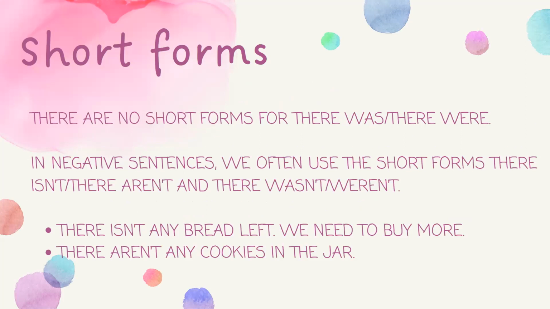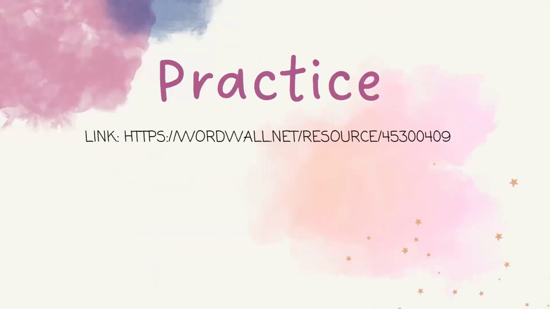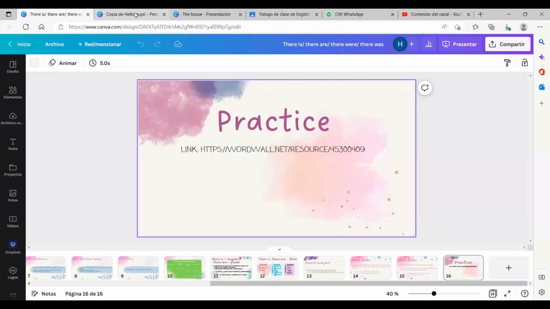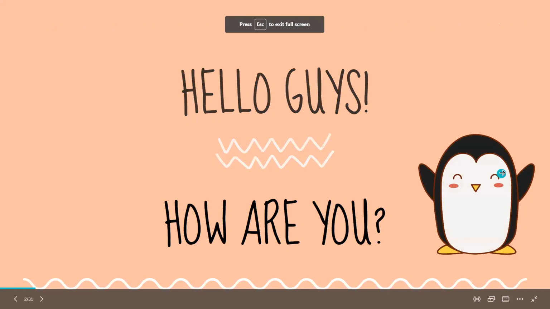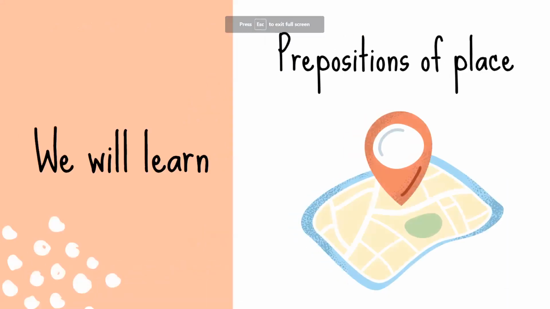In negative sentences, we often use the short forms there isn't, there aren't, and there wasn't, there weren't. There isn't any bread left. We need to buy more. There aren't any cookies in the jar. Here's some practice, and we will go to the next topic. The next topic will be prepositions of place.